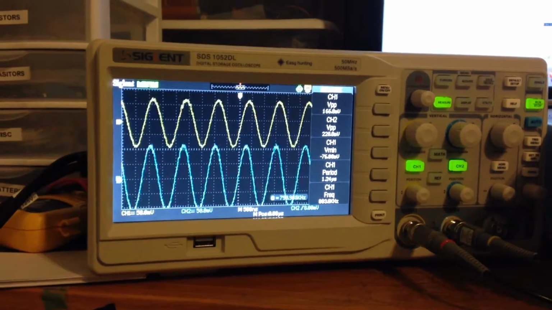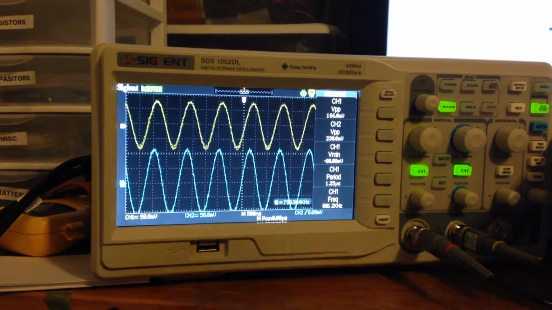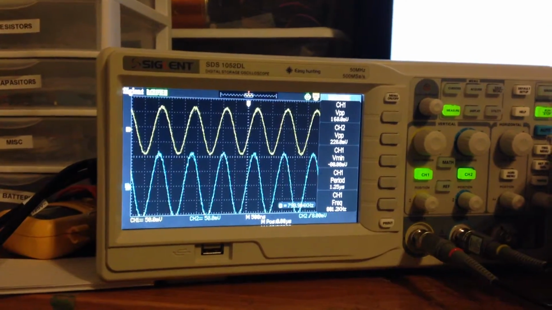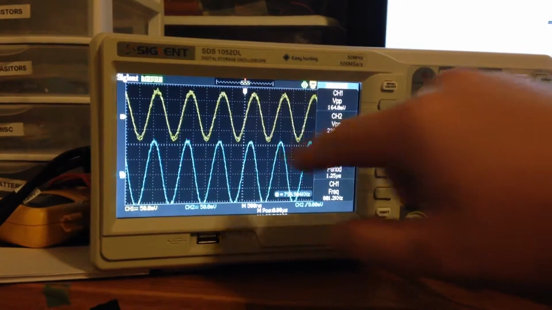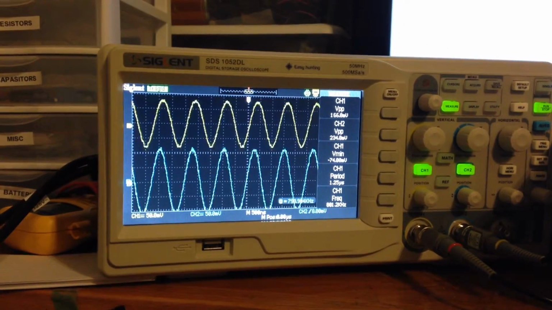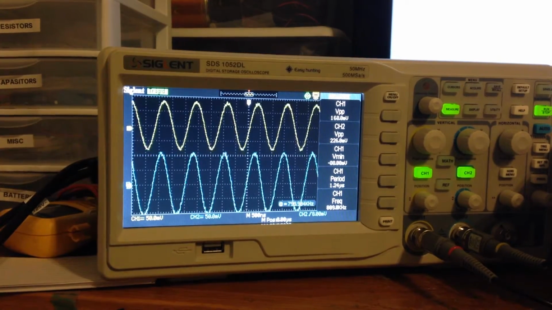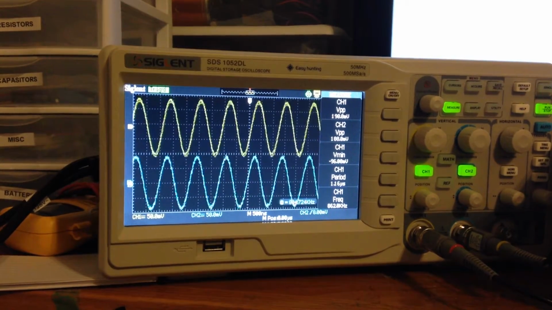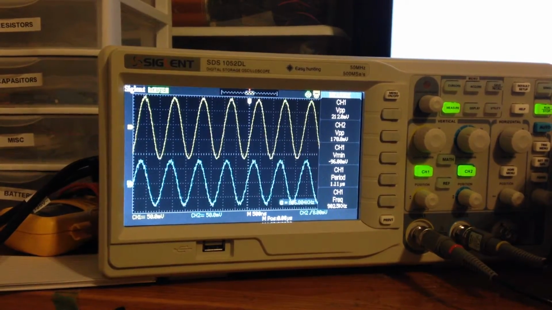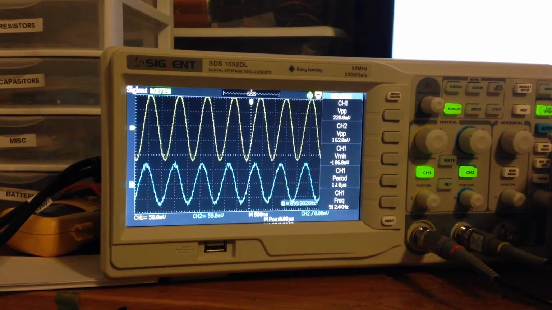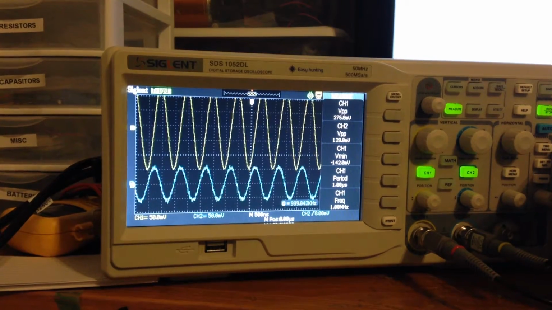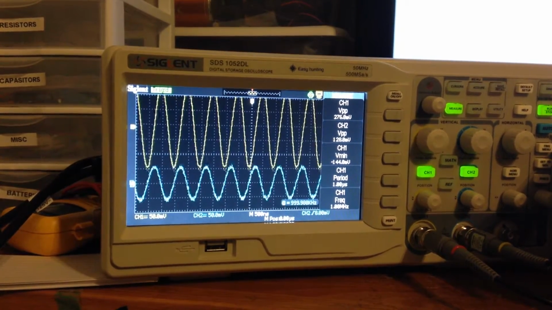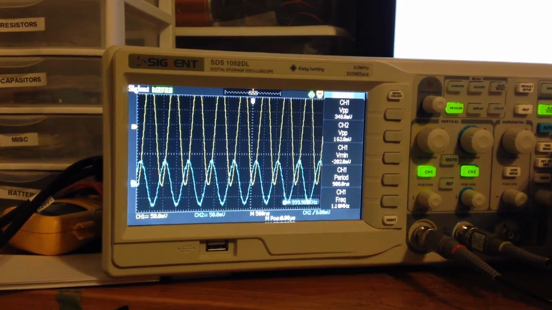Notice when I increase the frequency, we are now at about 800 kilohertz. And I'm going to increase it. Notice how these two sine waves react when we increase. Nine hundred kilohertz. One megahertz. 1.1.